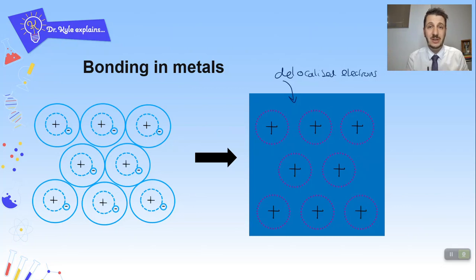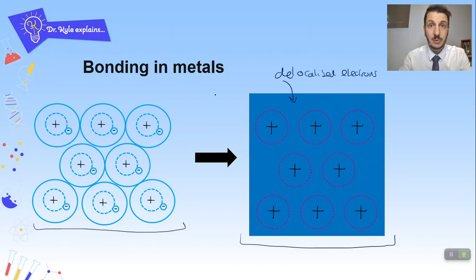Essentially, the delocalized electrons are acting as a sort of glue, which I say in inverted commas, please do not write that in your exam, to hold on to the positive metal ions. And so we can often say that the structure of a metal is looking like this, and you should be able to recognize this in an exam. You should also be able to recognize this one as a potential structure of a metal too.